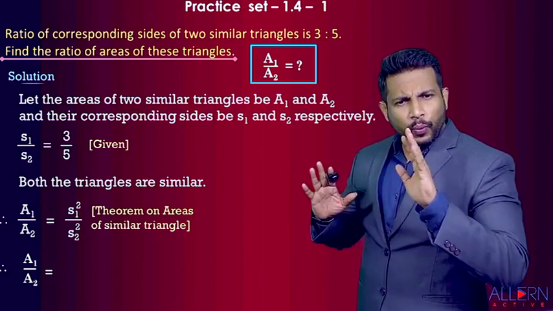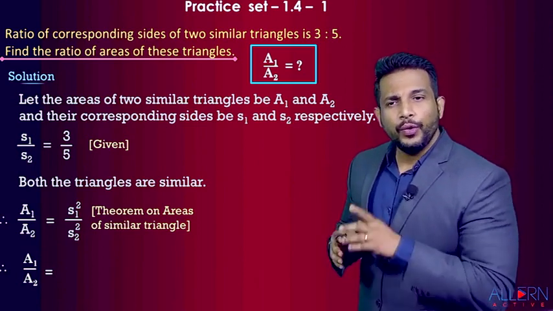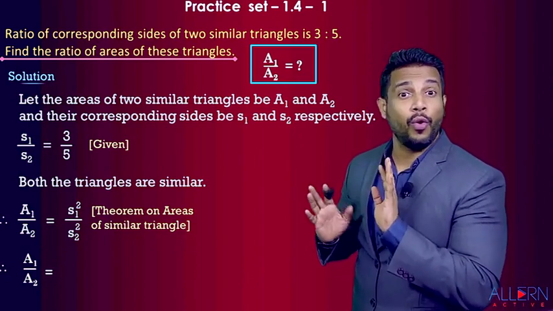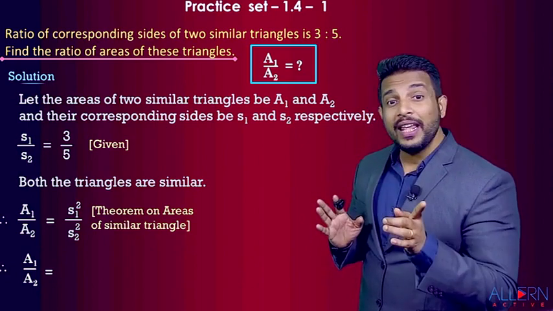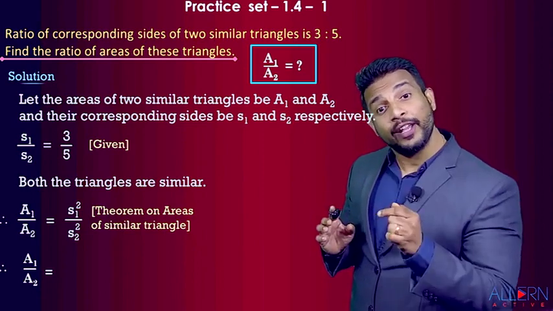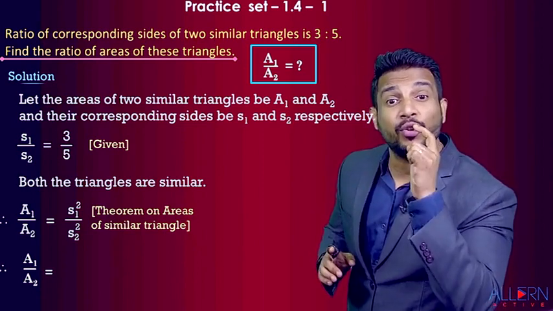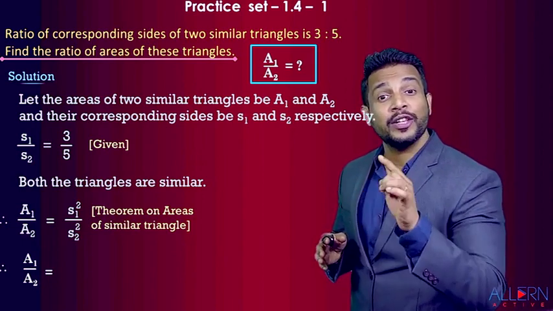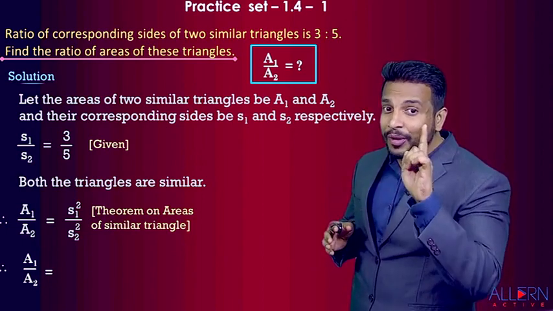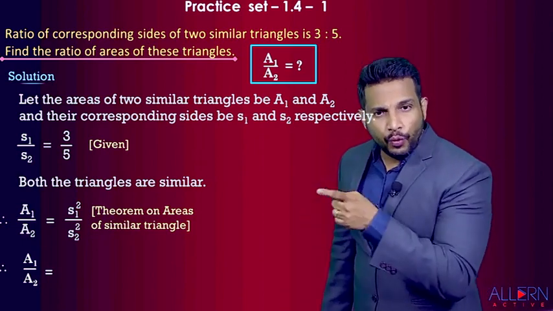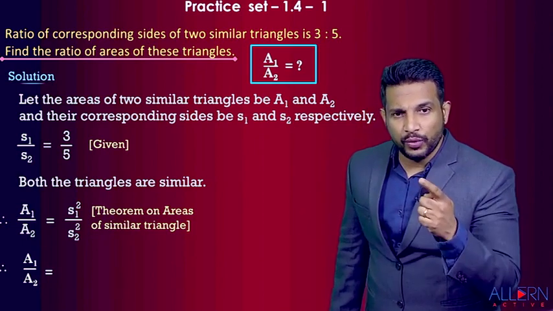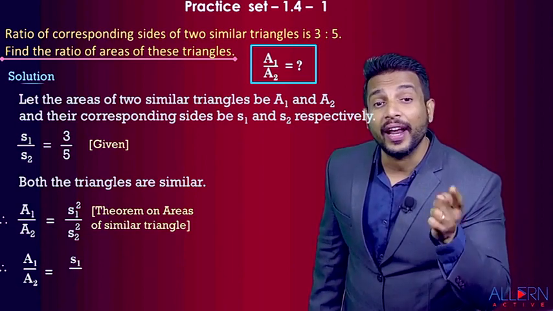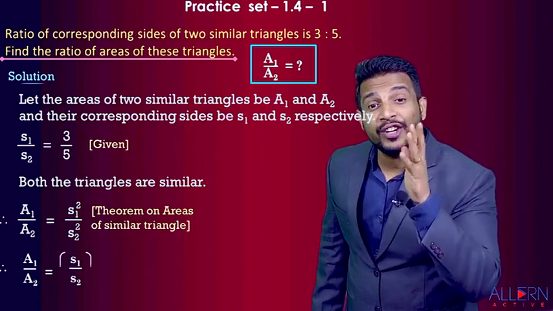Now, one thing very important here. Do we have the individual value of S1 given to us? You will say, yes, we have 3. No. S1 is not 3. S2 is not 5. S1 upon S2 is given as 3 upon 5. It's a ratio which is given as 3 upon 5. So we can't substitute the value of S1 as 3 and S2 as 5. Be careful about this. So how do we write this? When we have S1 square upon S2 square, we'll write it as S1 upon S2 the whole square. Write it as the square of the ratio.